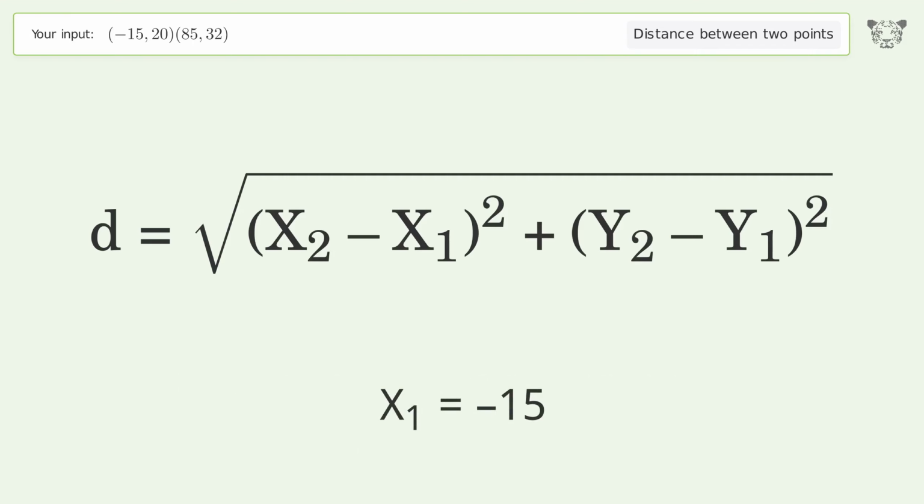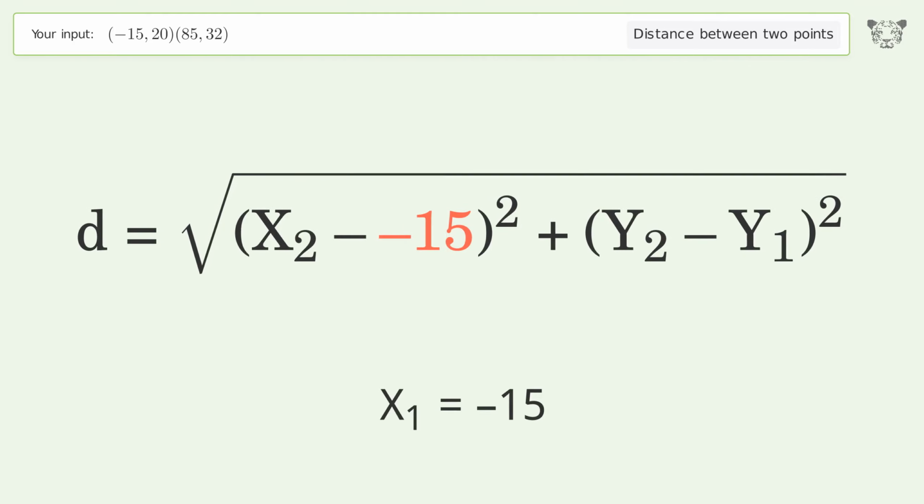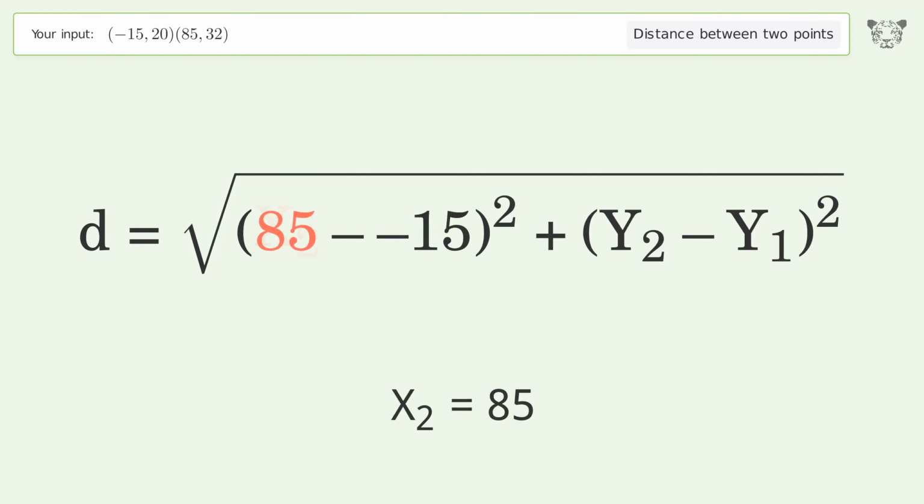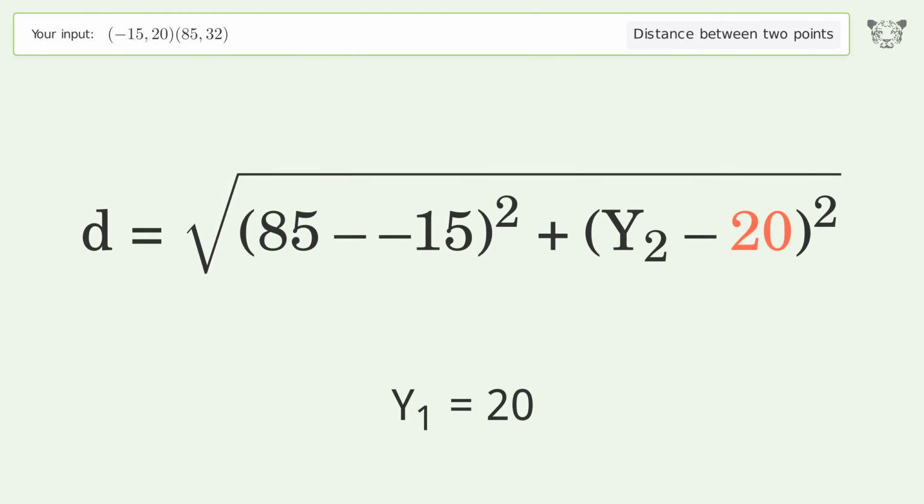x1 equals -15. x2 equals 85. y1 equals 20. y2 equals 32.